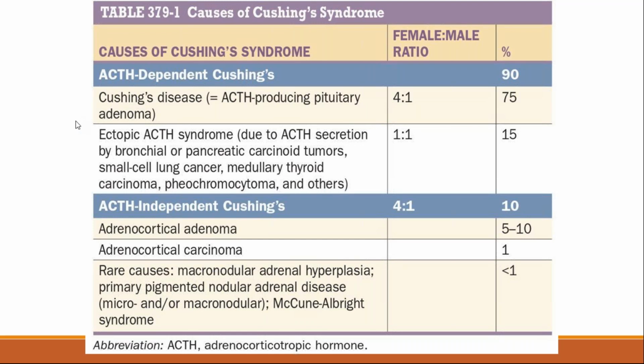And apart from pituitary disorders, ectopic sources of ACTH are also part of ACTH dependent Cushing's. It can be because of ectopic secretion of ACTH from bronchial or pancreatic carcinoid tumors or small cell lung cancer, medullary thyroid carcinoma or pheochromocytoma. Whenever a patient comes to you with typical symptoms of Cushing's, which we'll be discussing afterwards, always suspect these tumors or cancers. We should not miss any of these, thinking it to be a pituitary adenoma.